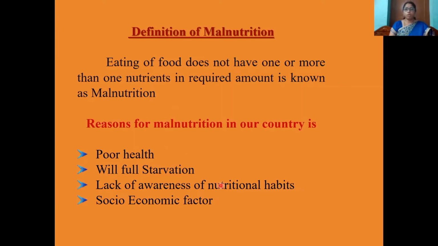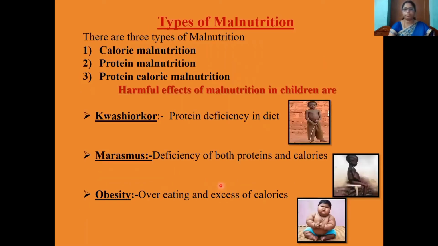Children, what is malnutrition? The definition of malnutrition is: eating food that does not have one or more nutrients in the required amount is known as malnutrition. Reasons for malnutrition in our country: first one is poor health, second one is willful starvation, third one is lack of awareness of nutritional habits, and fourth one is socio-economic factors.